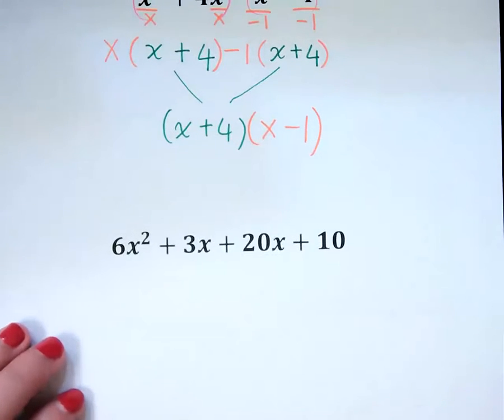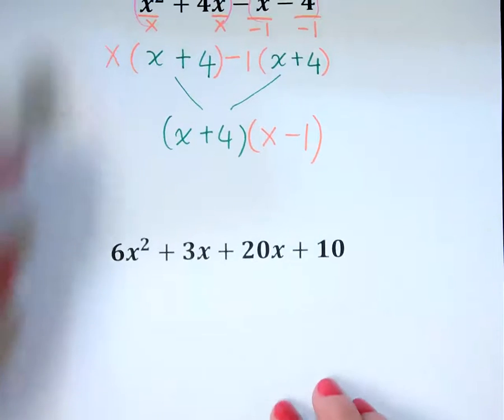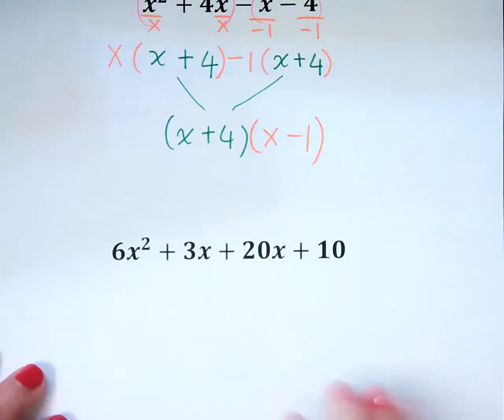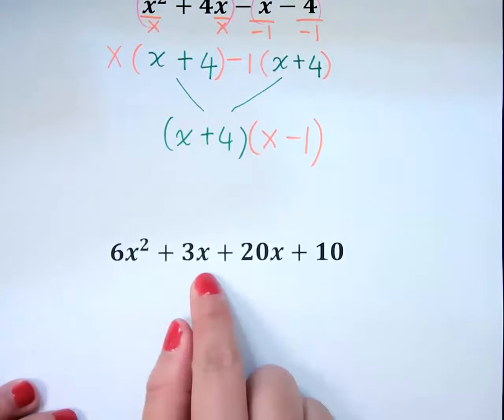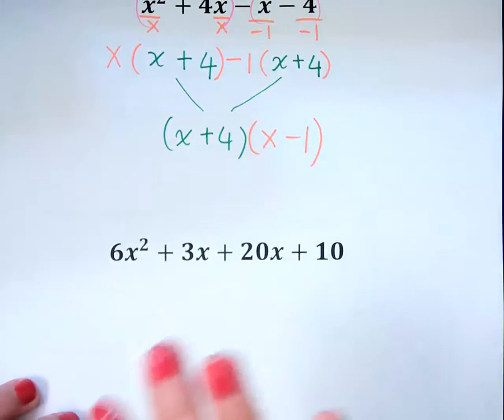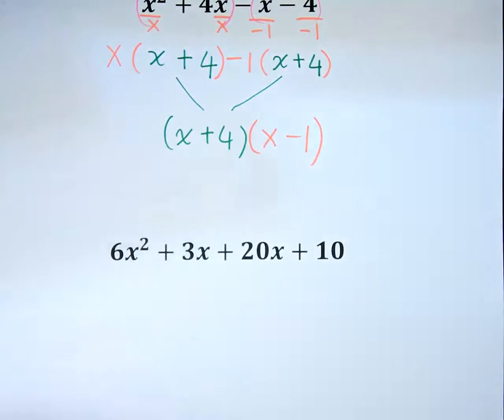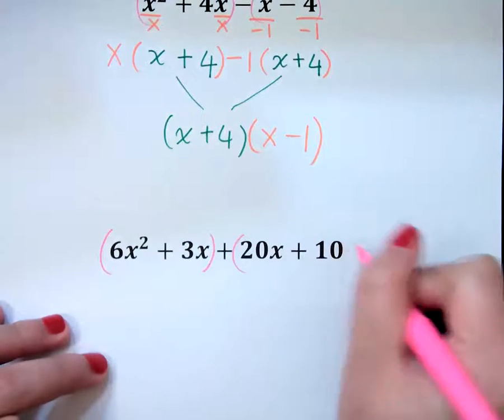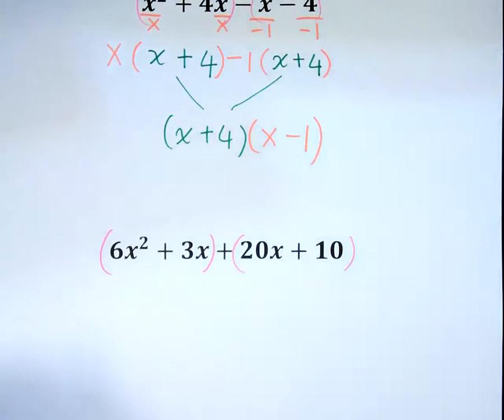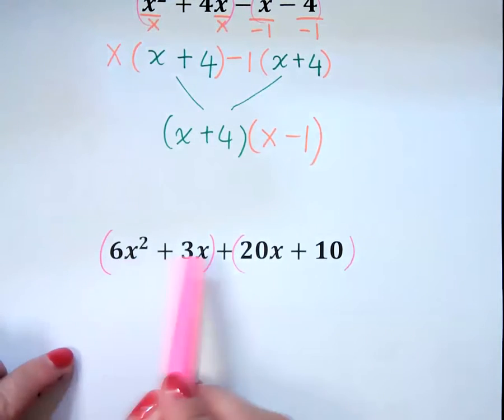Again, if you want to pause the video and try it by yourself, I encourage you to do that. Okay. So here, again, we have 4 terms. We're going to divide them in half. So the first pair have the first 2 terms. The second pair have the last 2 terms. Okay, so we're going to look at each of them.